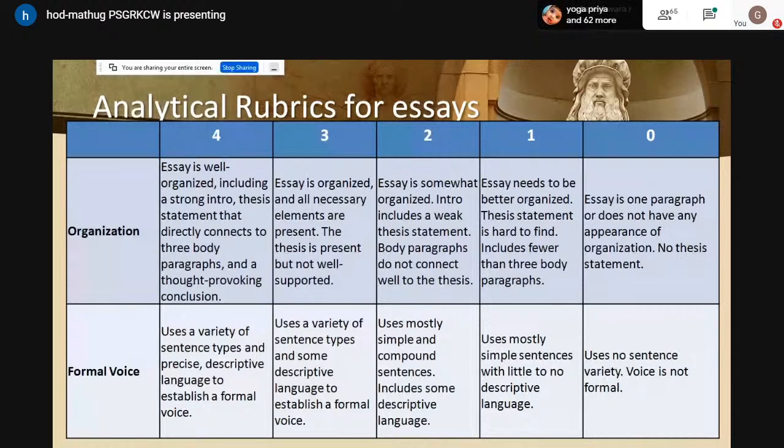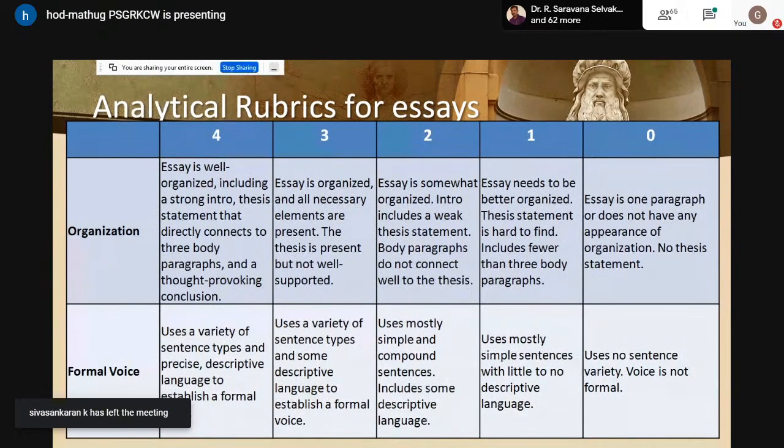Essay is somewhat organized. Intro includes a weak thesis statement. Body paragraphs do not connect well to the thesis. In this case, we will give only 2 marks. Similarly, essay is only 1 paragraph and it does not have any appearance of organization. No thesis statement. Then I will award only 0 marks.